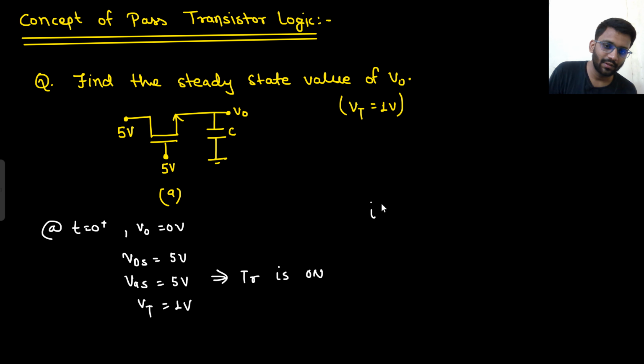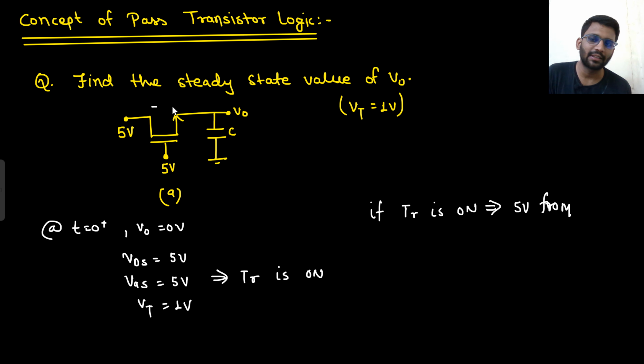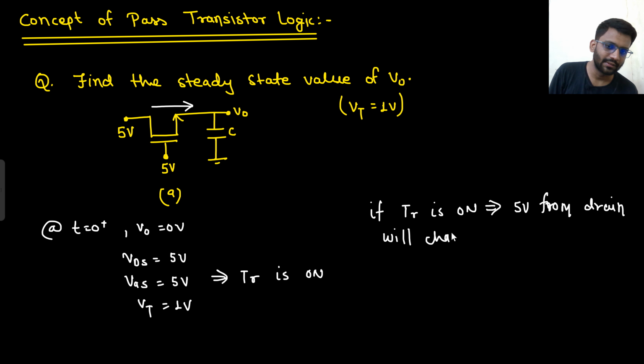If your transistor is on, then what will happen? If the transistor is on, there will be current flowing in this direction. So this 5 volt from the drain will charge the capacitor.